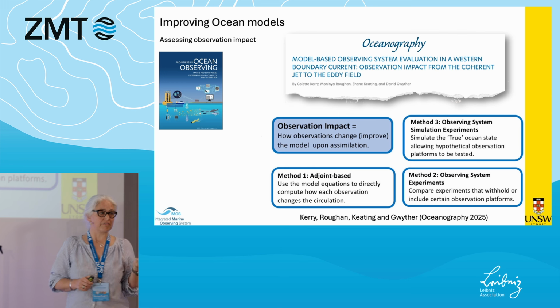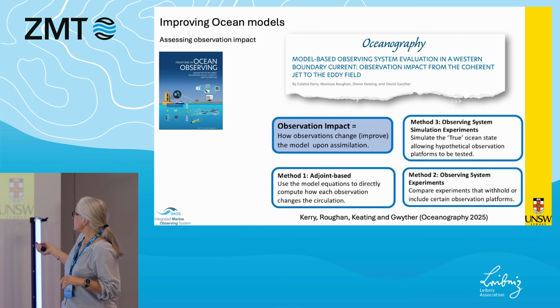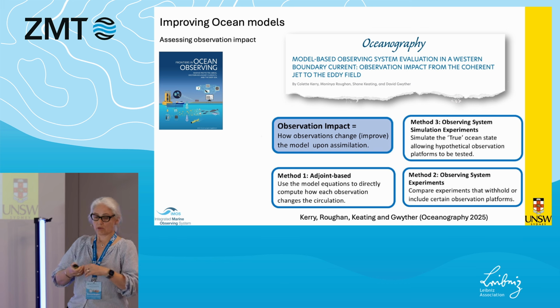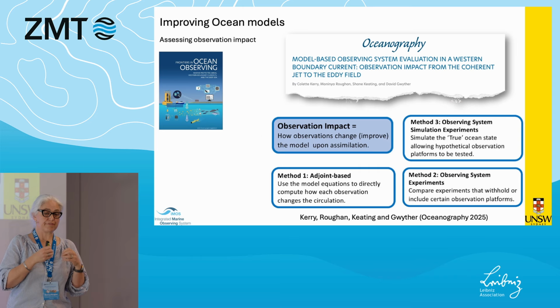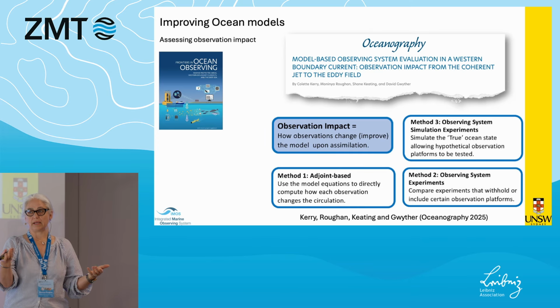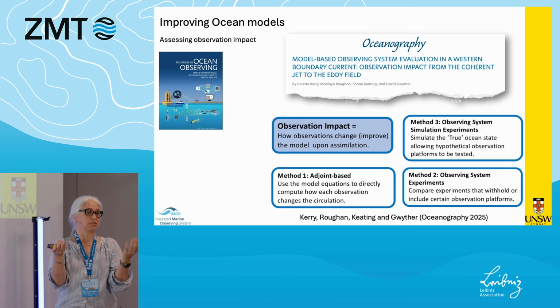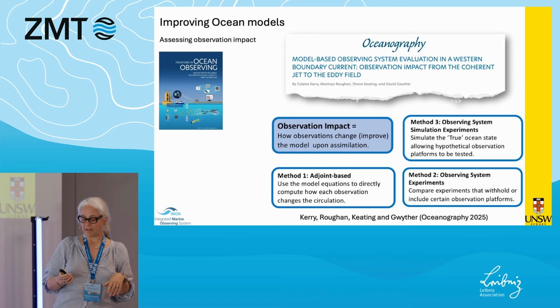We use the ROMS 4D-Var adjoint, which I'm not going to go into today. We use observing system experiments where you compare different observations that are assimilated into the model. So you might have model A has a simple assimilation system, and model B has a very complicated observational system. And you compare the results of the two, sort of what I showed on the previous slide.